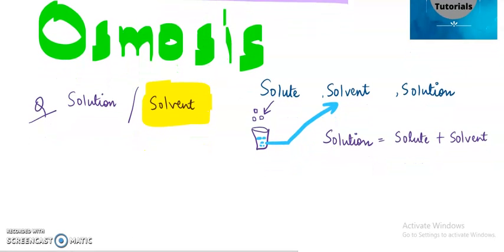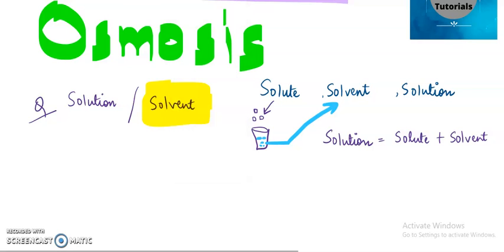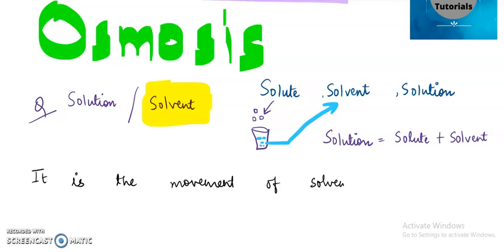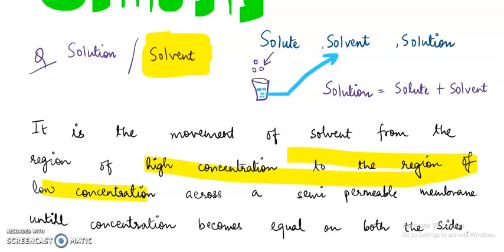Now we will see what is osmosis. We have talked about diffusion already. If you haven't seen that video, please do watch it once before coming to osmosis. So osmosis is the movement of solvent from the region of high concentration to the region of low concentration across a semi-permeable membrane.